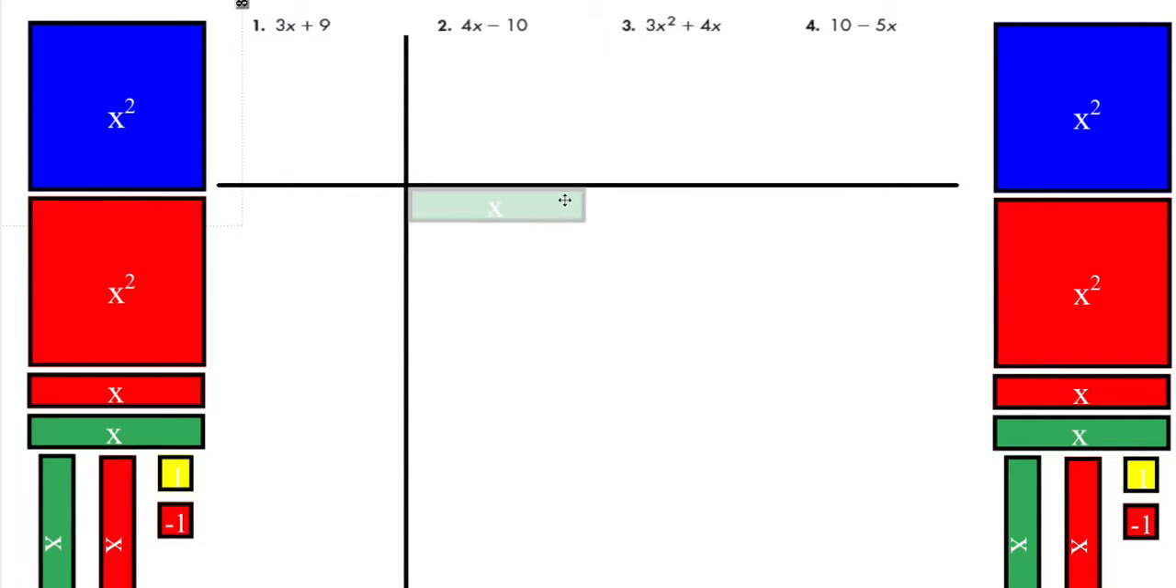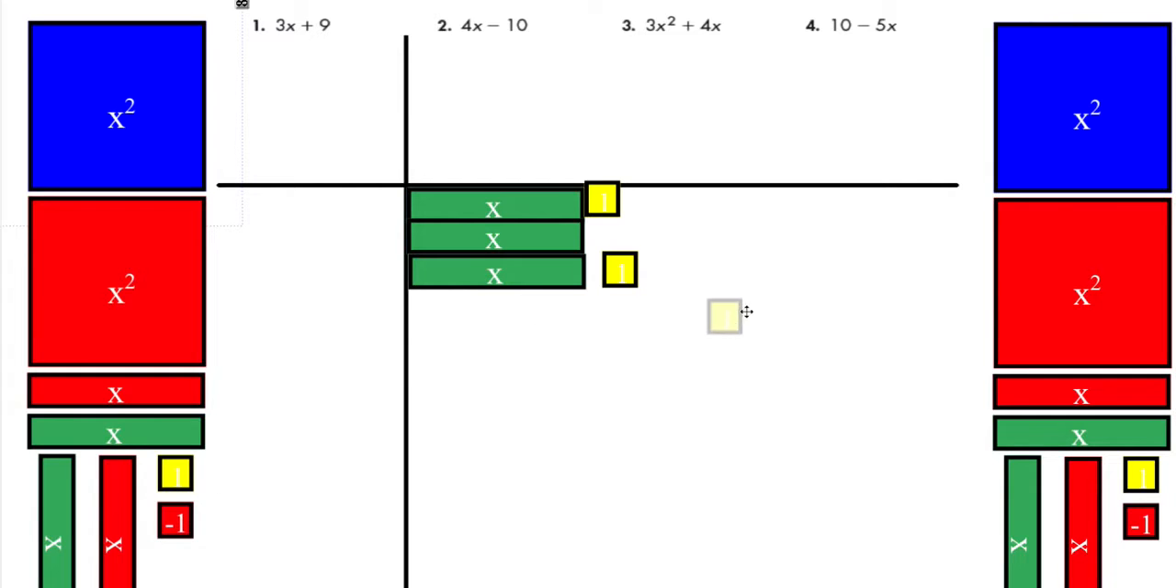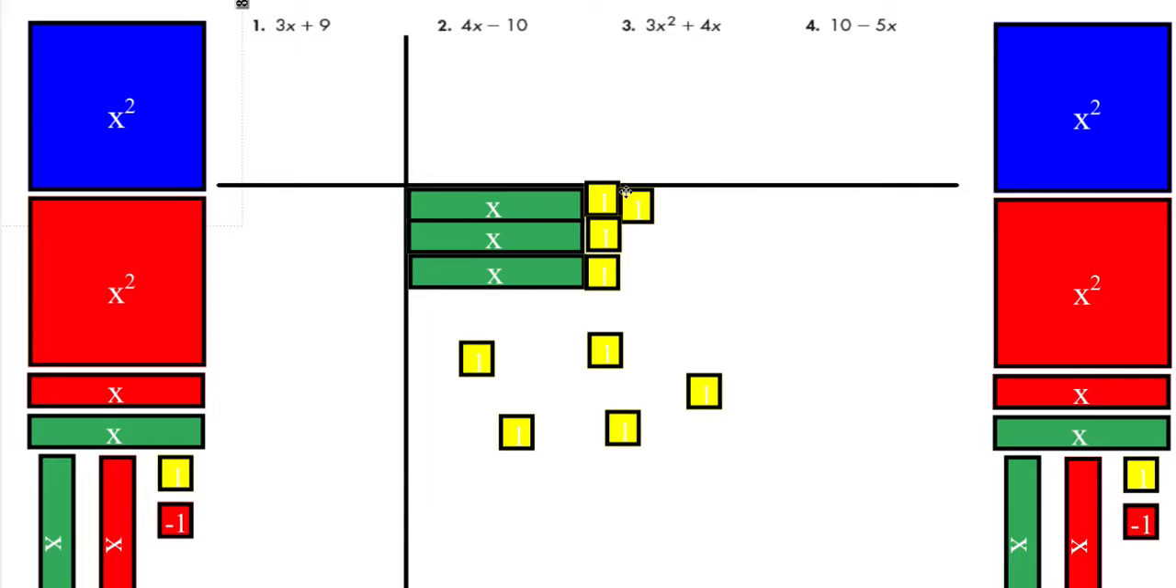And then we simply put 9 units there. So we need 3 x tiles: 1, 2, 3 x tiles, and 9 unit tiles. We just put all the 9 there, then I'll fix it: 1, 2, 3, 4, 5, 6, 7, 8, and 9. So we now bring in to fix all of them.